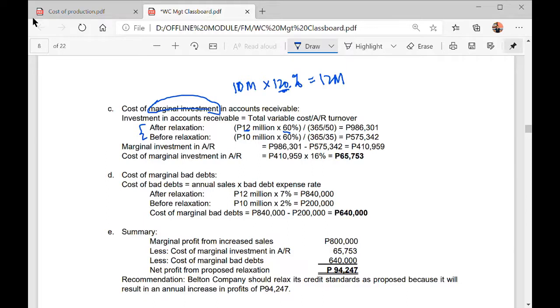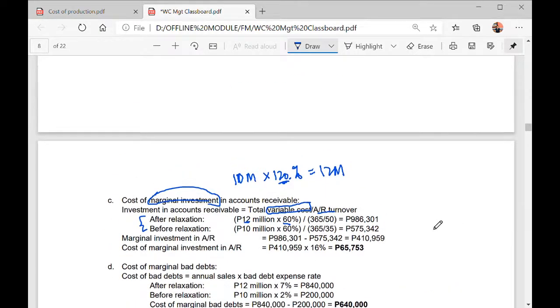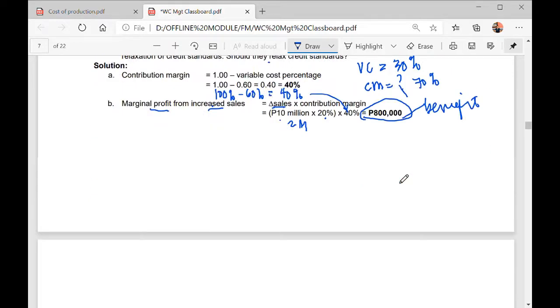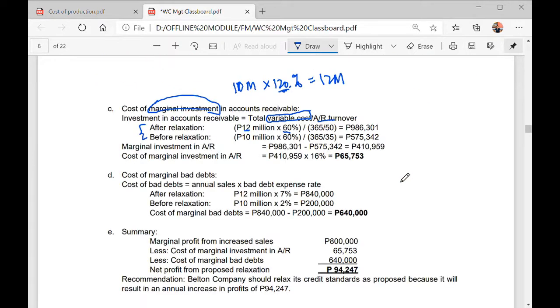Why is it 60? Because the formula is variable cost, diba, over AR turnover. Okay, so what is our variable cost rate? So given man na siya diri, diba, sa problem. So diba, variable cost rate, 60%. Then, over the RTO. And RTO nga formula, if you can still recall in our lesson in the financial ratios, it's the number of days in a year over the AR days. So, unsa man ang AR days, this is our average collection period.